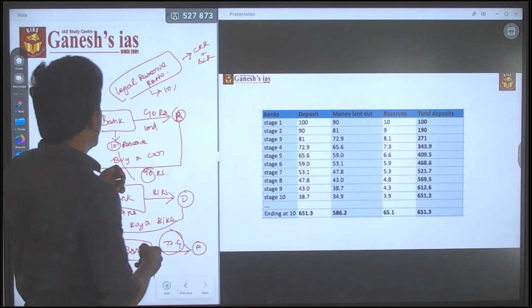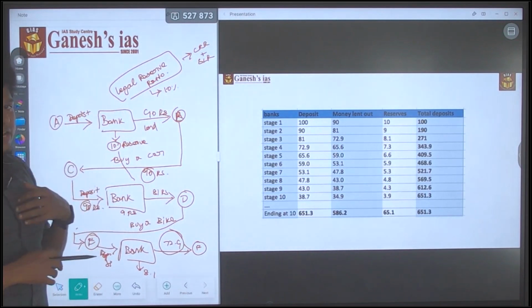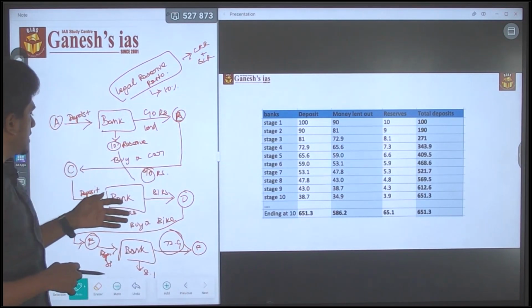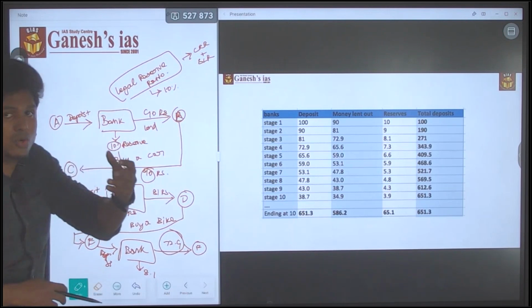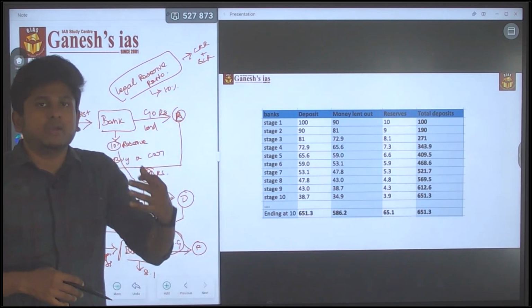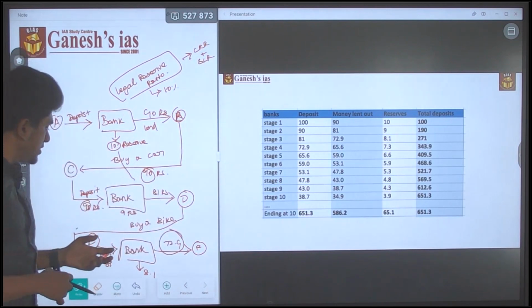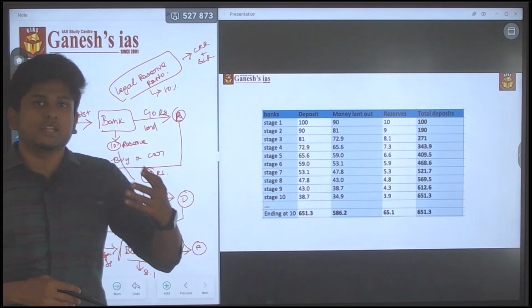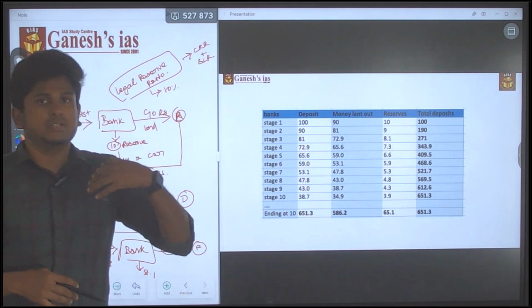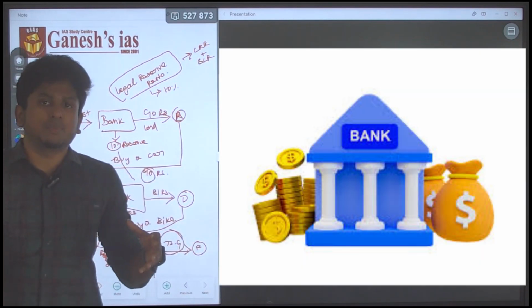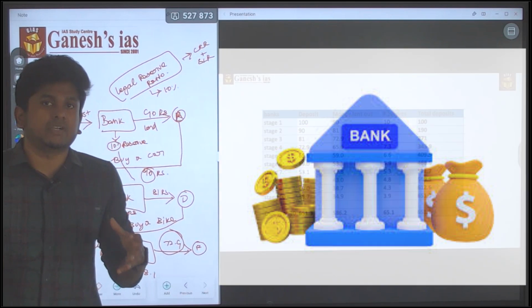Okay, so what A thinks is that I deposited 100 rupees into the bank. What C thinks is that I deposited 90 rupees into the bank. So I am the 90 rupees holder of the money. What F thinks is that I deposited 81 rupees into the bank, so it is my money. In such a way, the money is multiplied in the market through the banking activities.